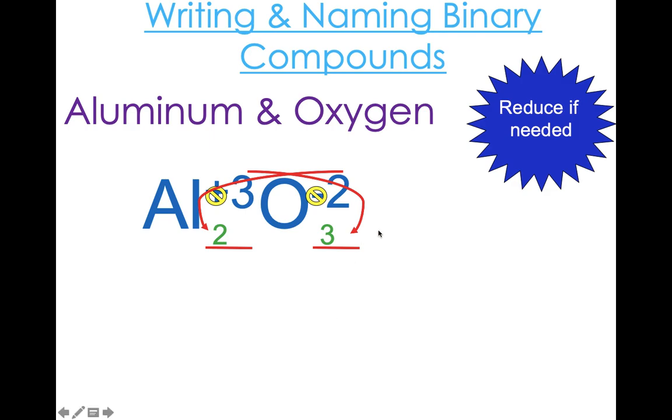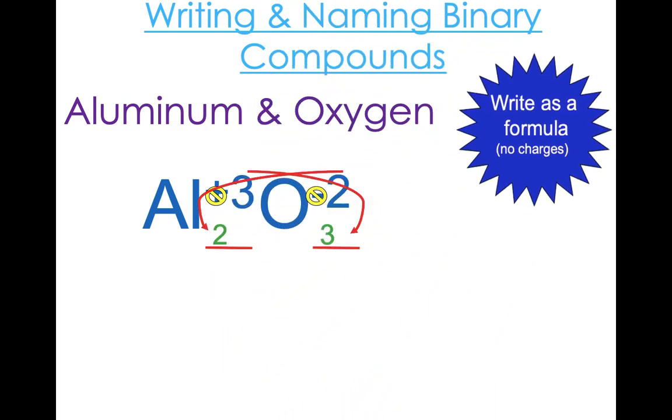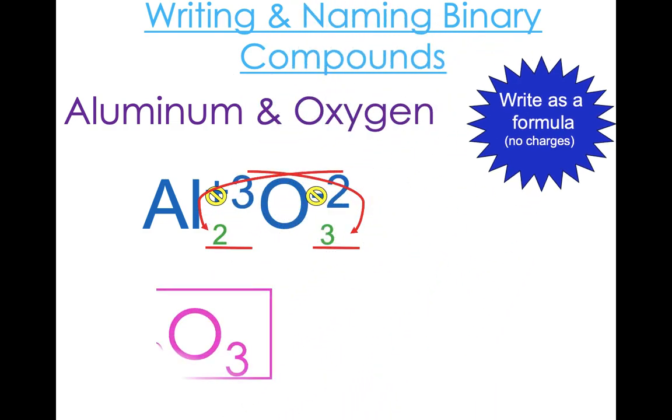So now we're ready to write the formula for the crystal that involves aluminum and oxygen. No charges though. So we take the aluminum with the subscript 2, the oxygen with the subscript 3, and we have our formula. Now we need to name it.